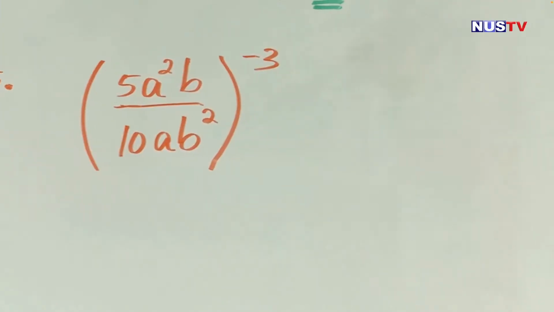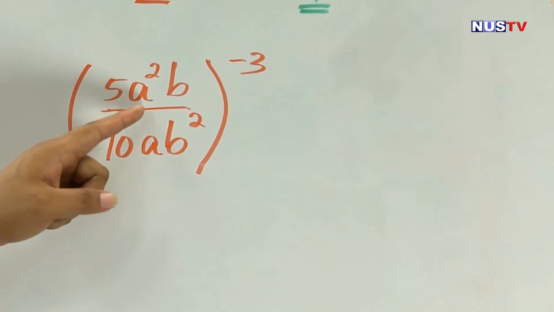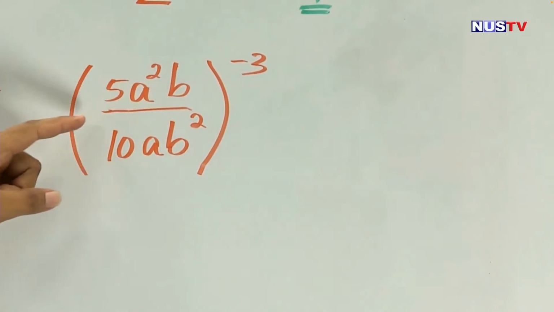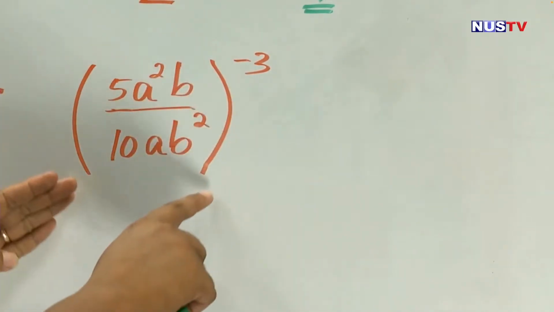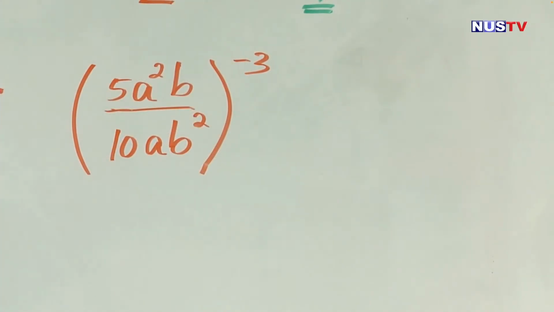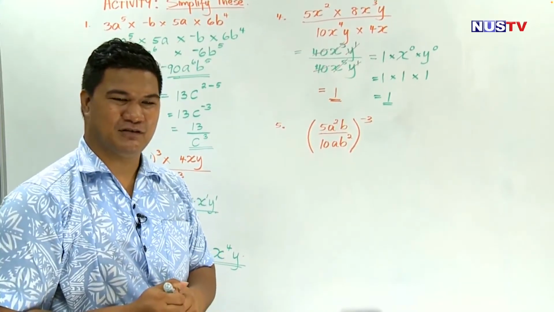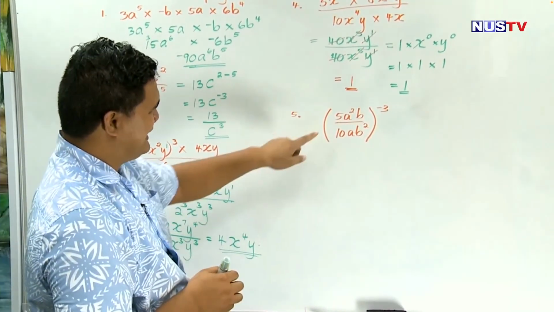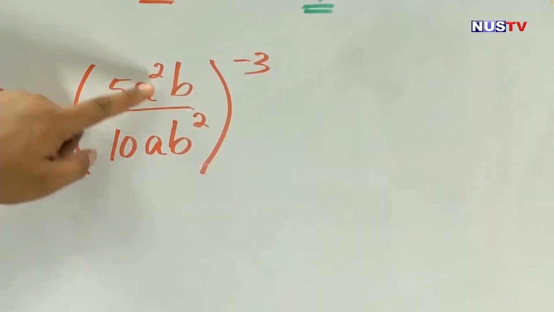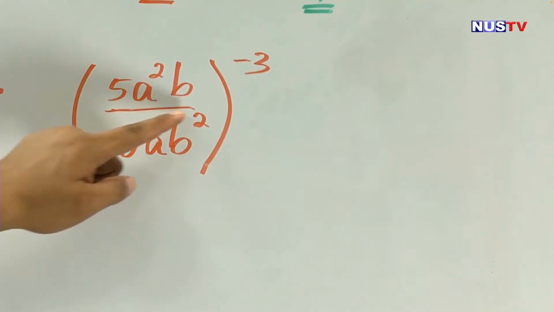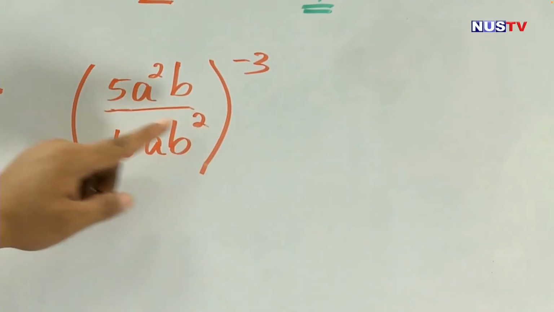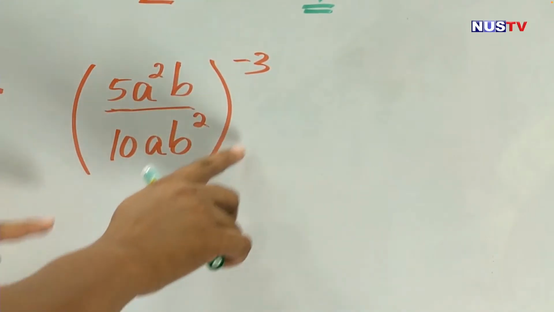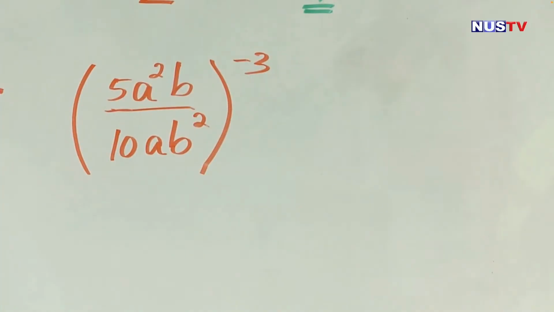Okay? We have brackets with 5a to the power of 2b divided by 10ab squared, all of that raised to a power of negative 3. So again, we have 5a squared b, all of that divided by 10ab squared, and the whole bracket there will be raised to a power of -3.